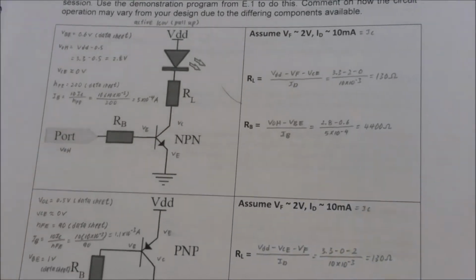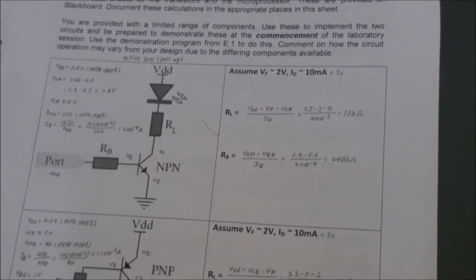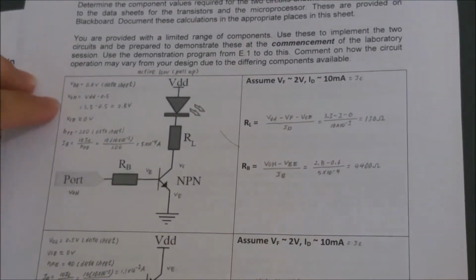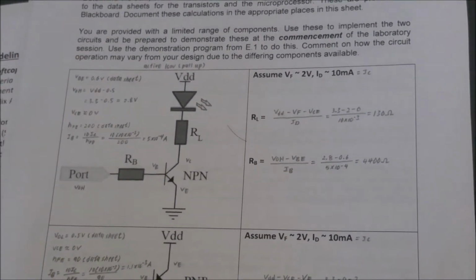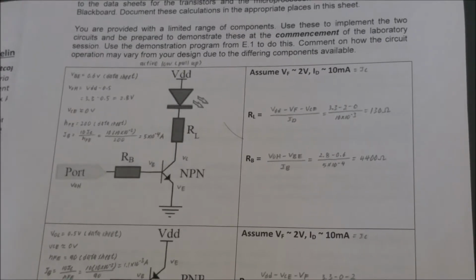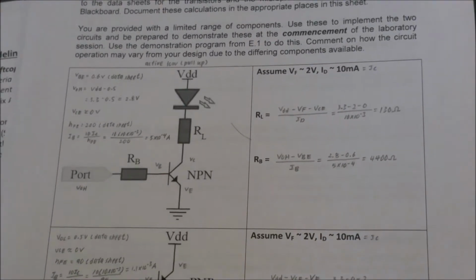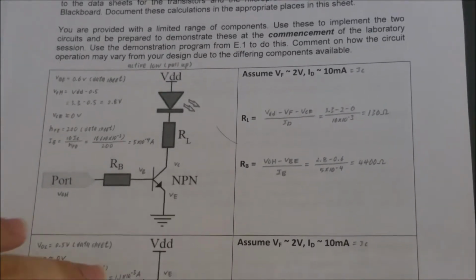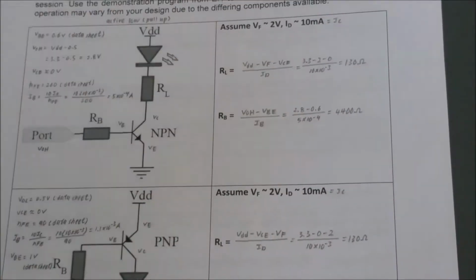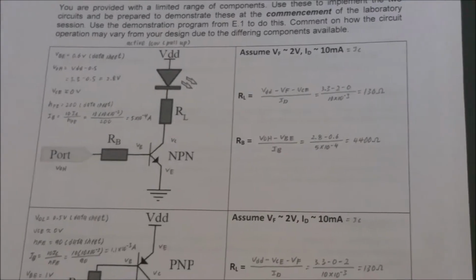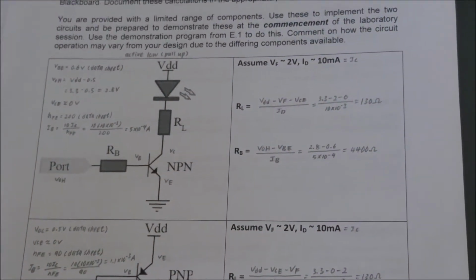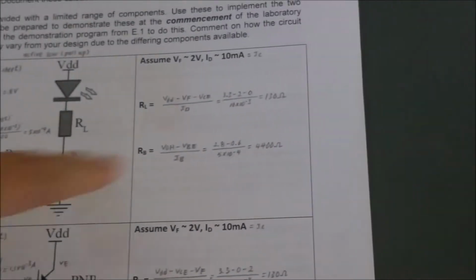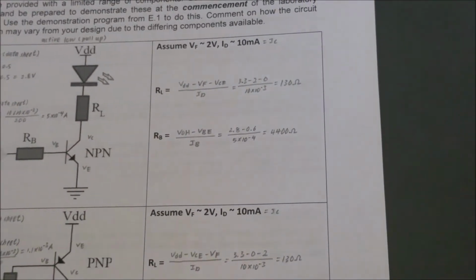So here we assume that VBE is equal to 0.6 volts according to the datasheet, and VOH is VDD minus 0.5, so the VOH is equal to 2.8 volts. So now we want to find what is the value for RL. By using the formula, we can see that RL is equal to 130 ohms, whereas RB is equal to 4.4 kilo ohms.